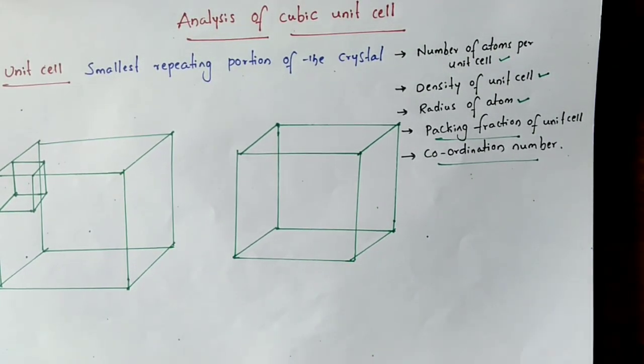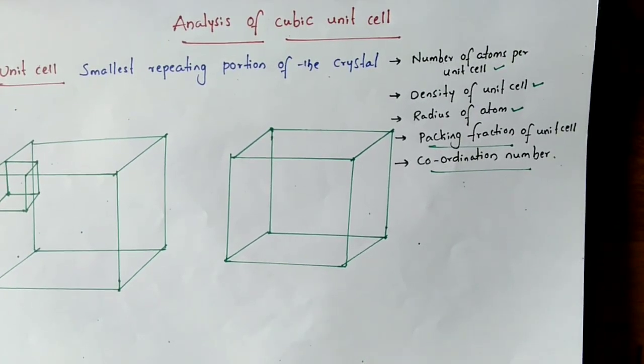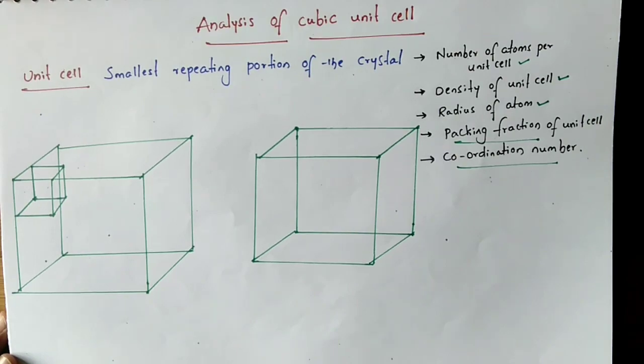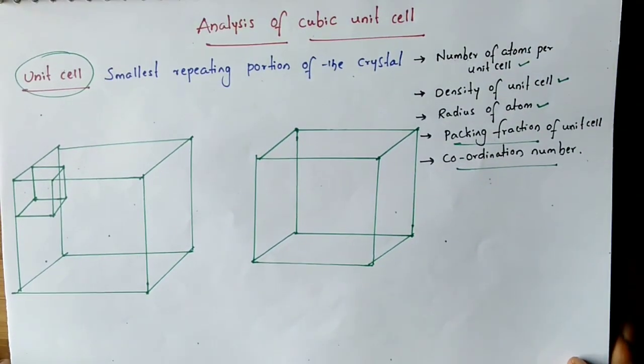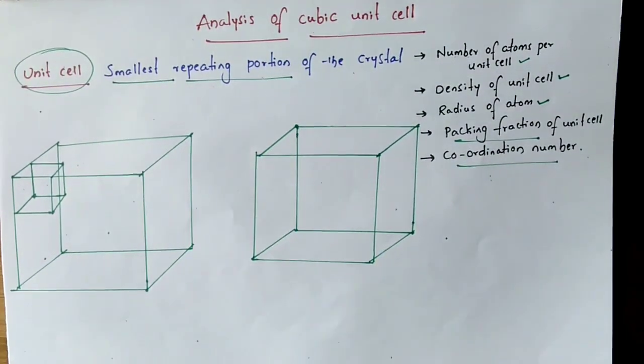Generally we have three important types of unit cell: simple cubic, face centered, and body centered. So here we must have an idea of the word unit cell. What is unit cell? The smallest repeating portion of the crystal.